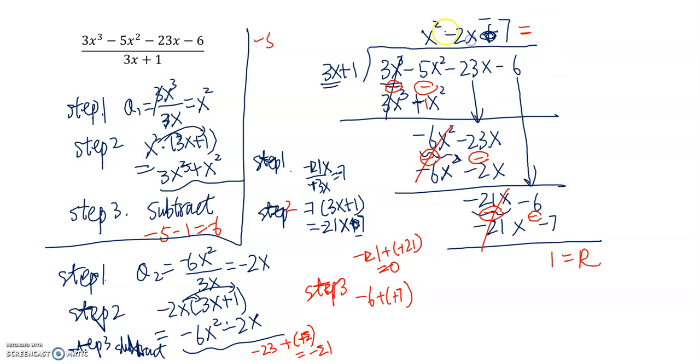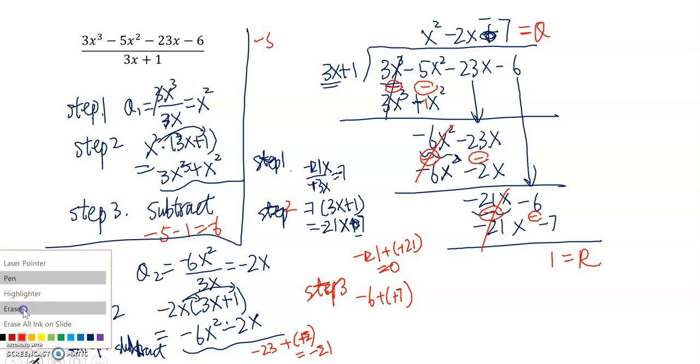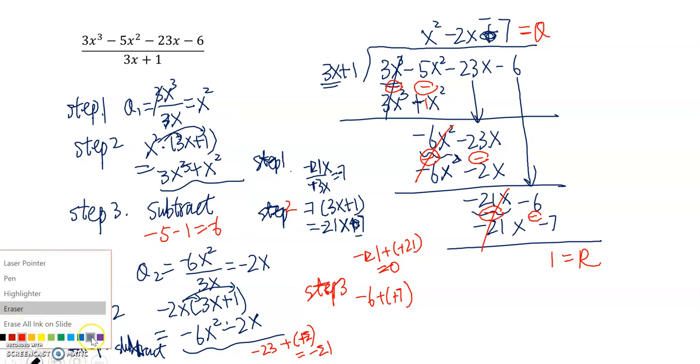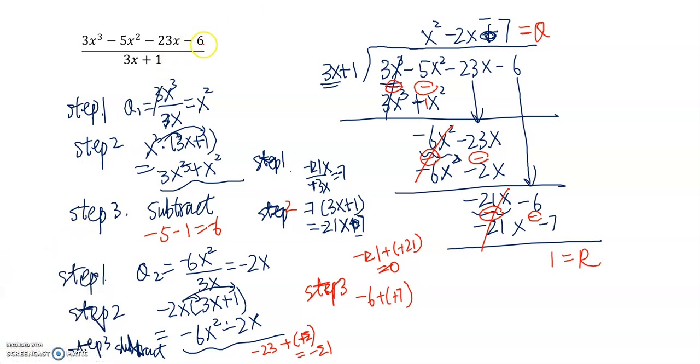And x squared minus 2x minus 7 is our quotient. So we can also rewrite our answer as the quotient plus the remainder over the divisor. So this is equal to x squared minus 2x minus 7 plus 1 divided by 3x plus 1, because 3x plus 1 doesn't go into 1 anymore. So we will just leave it as the remainder over the divisor. So that's the final answer.